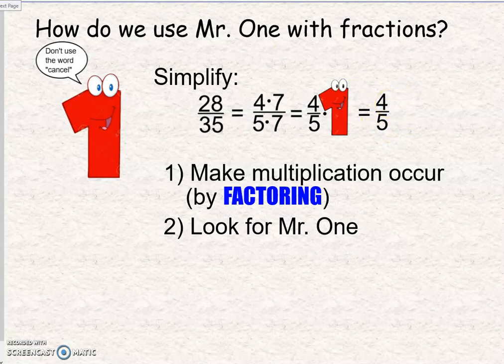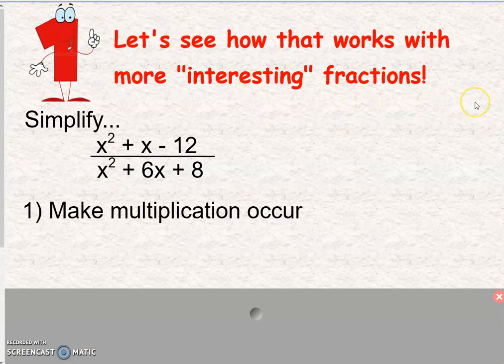Now, how do we do that with more interesting fractions? Well, let's take a look at this. We have here what's known as a rational expression, rational implying ratio or fraction, and it's an expression because it has x's and x squareds. So how do we handle this? Well, we follow the same two steps we would if this was a simple elementary school fraction. First, we make multiplication occur. How? By factoring. So why don't you pause the video, write this rational expression down, and factor it.